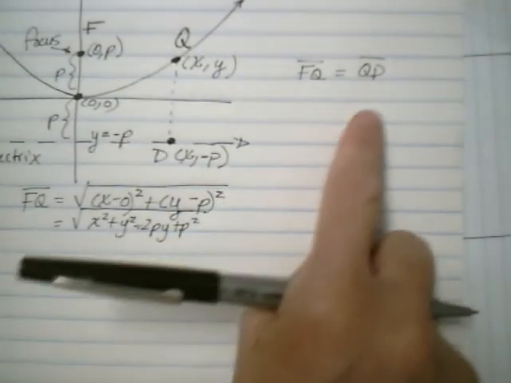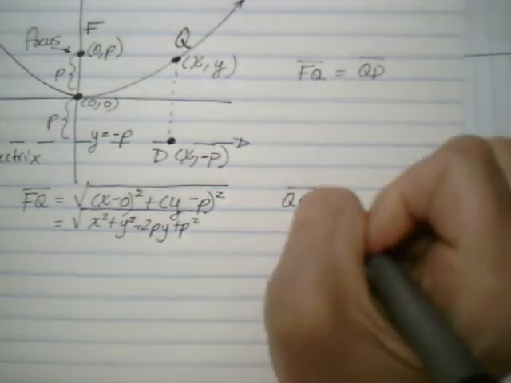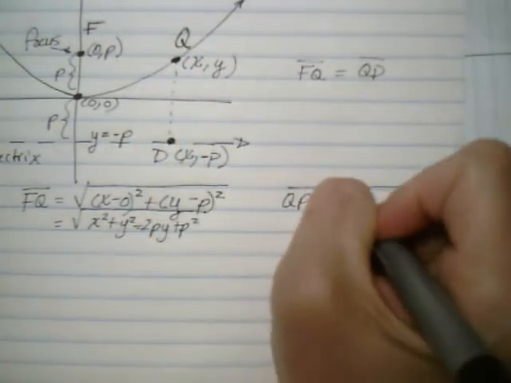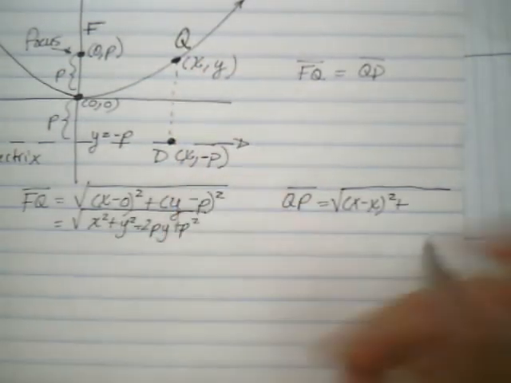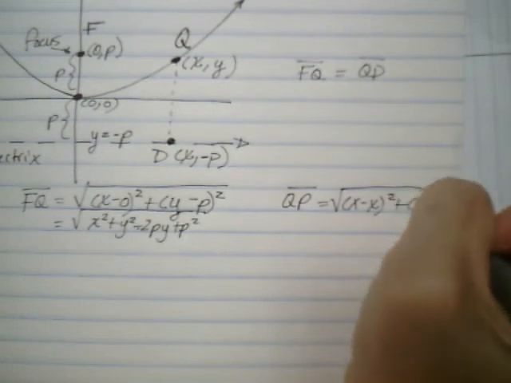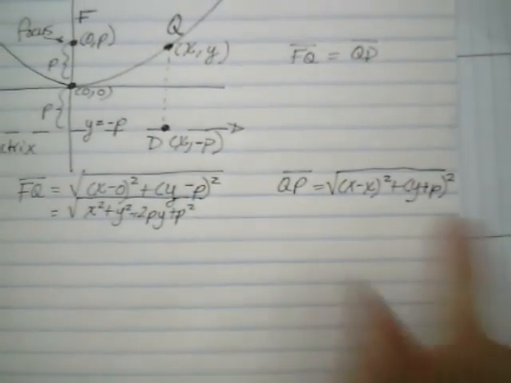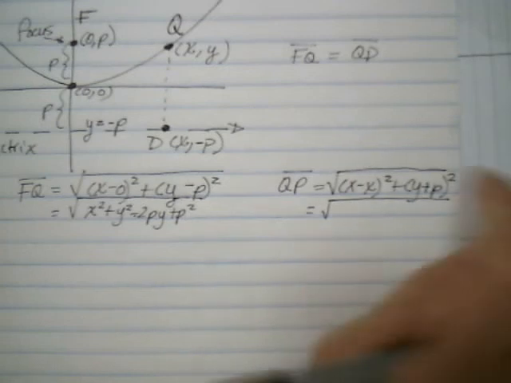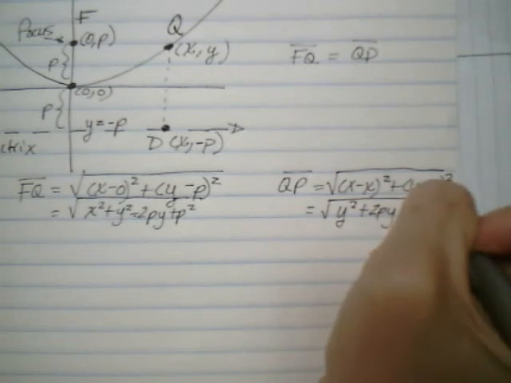Okay. Now my distance from Q to P is going to be the square root of x sub 2 minus x sub 1 squared, so x minus x squared, plus y sub 2 minus y sub 1 squared. So it's going to be y minus a negative p, so I get y plus p squared. Now when I expand this piece out, the x's are going to cancel. I'm going to get y squared plus 2py plus p squared.